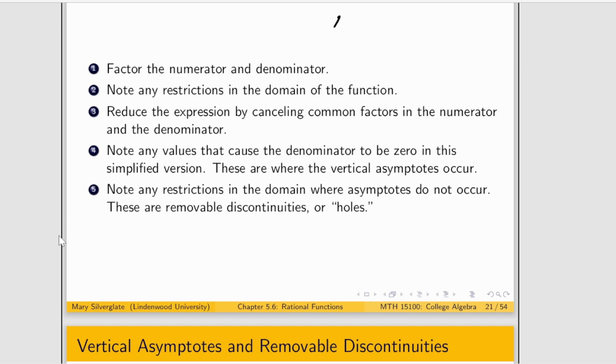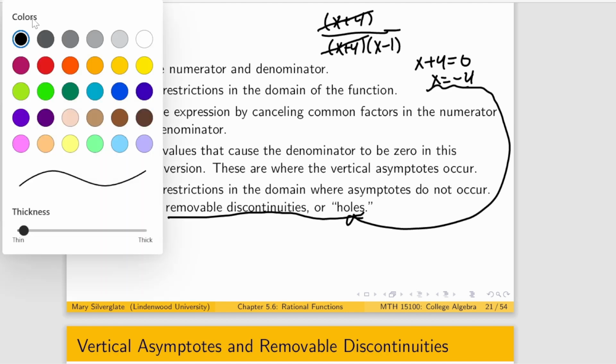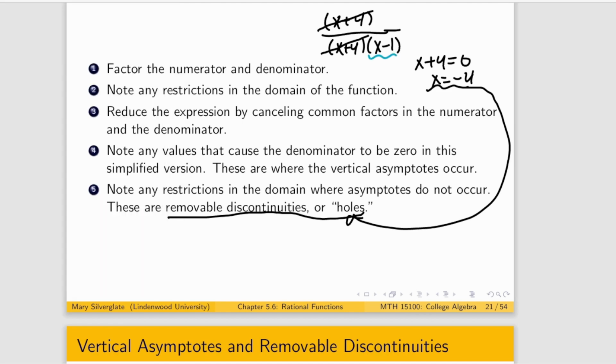So in particular, let's say you had something like (x plus 4) over (x plus 4)(x minus 1). The fact that x plus 4 divided by x plus 4 makes 1 means that x plus 4 equals 0, x equals negative 4. This is your removable discontinuity, aka the hole in the graph, because it was what canceled out. Your vertical asymptote would be what's remaining, this x minus 1, so x minus 1 equals 0, x equals 1. That would be your vertical asymptote.